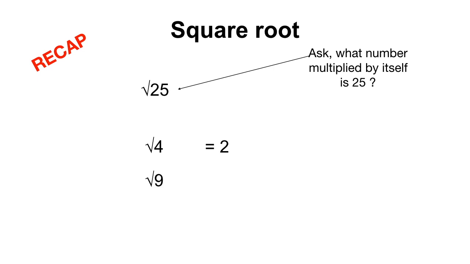What about 9? 3, right? 3 times 3 is 9, and 100, 10, because 10 times 10 is 100. Okay, and there it is. I put it in the wrong order. All right, so let's go back to our question.